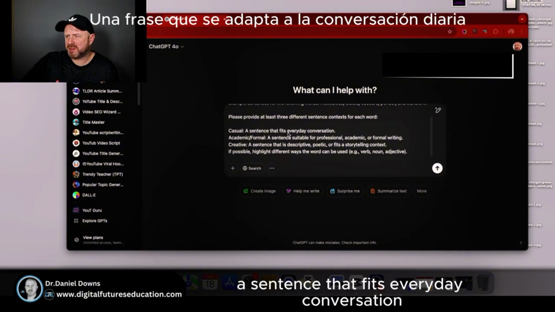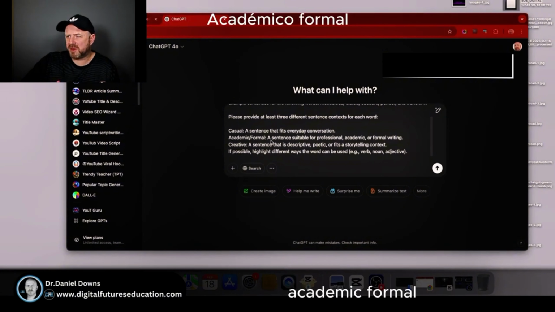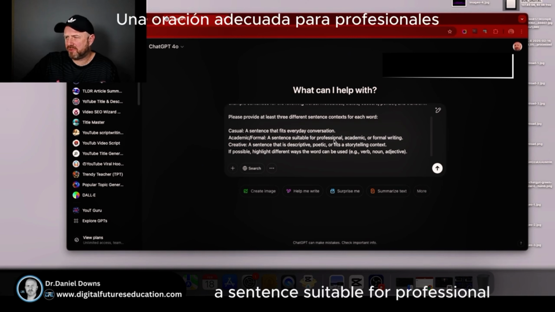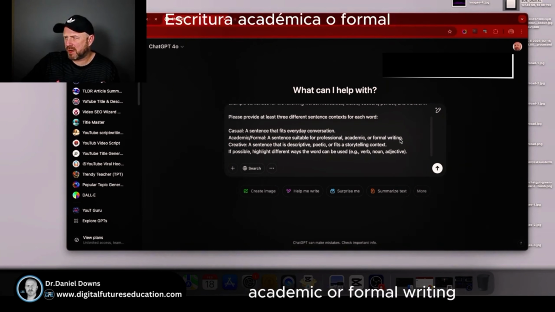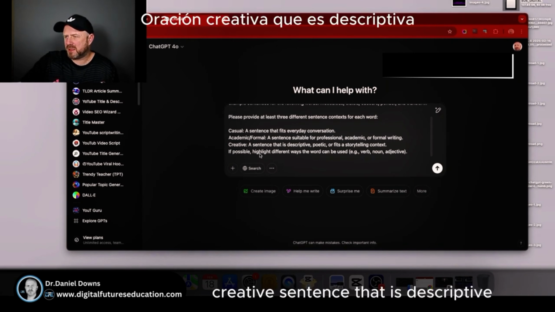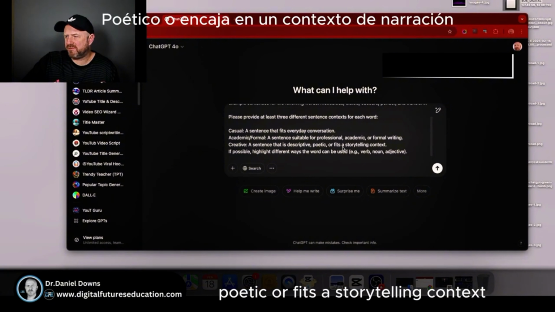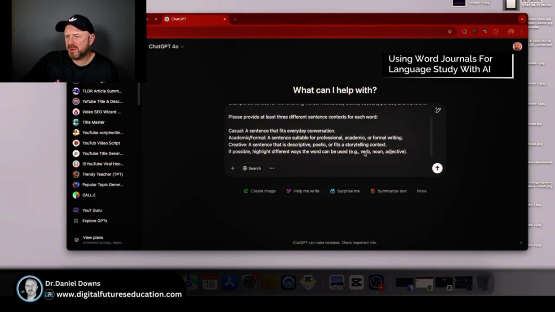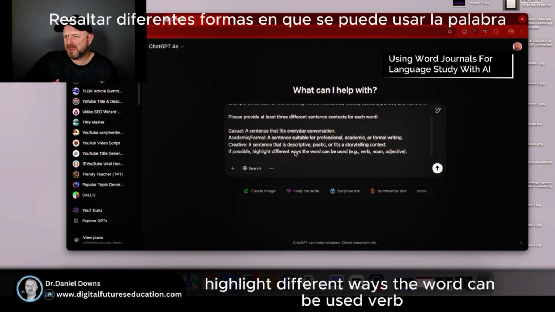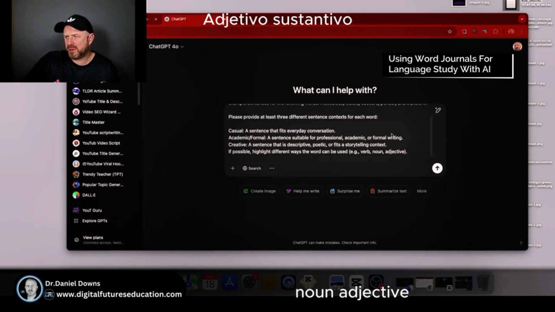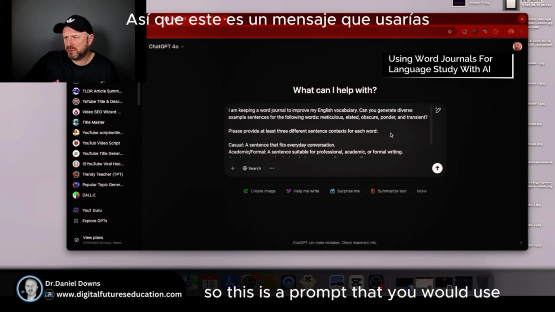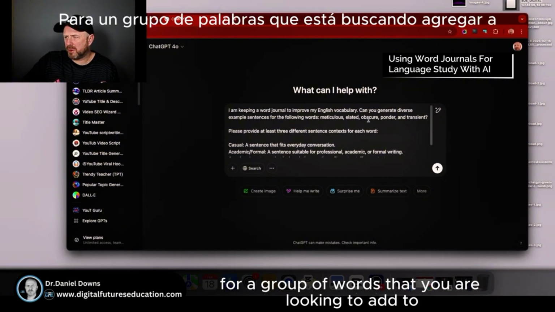Casual: a sentence that fits everyday conversation. Academic, formal: a sentence suitable for professional, academic, or formal writing. Creative: a sentence that is descriptive, poetic, or fits a storytelling context. If possible, highlight different ways the word can be used: verb, noun, adjective.